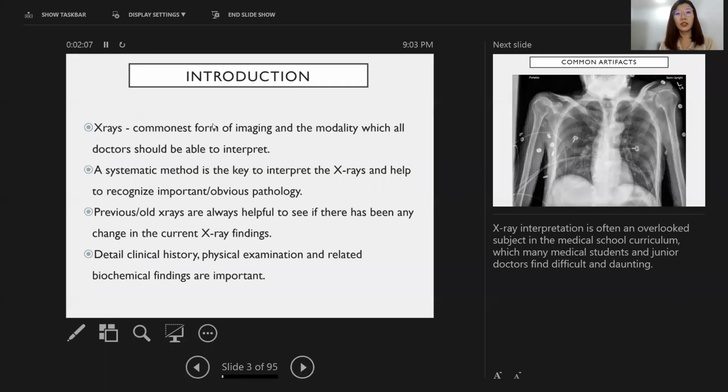Okay, so X-ray is the commonest form of imaging and the modality which all doctors should know how to interpret. We should have a systematic approach when interpreting the X-ray, so we won't miss any findings. Always find the previous or old X-ray for comparison so that we can identify if there are any changes. Again, the detailed clinical history, physical examination, and related biochemical findings are also important. When a clinician requests an X-ray, they need to give us this information so that we can correlate clinically. If not, I will ask the clinician to correlate.